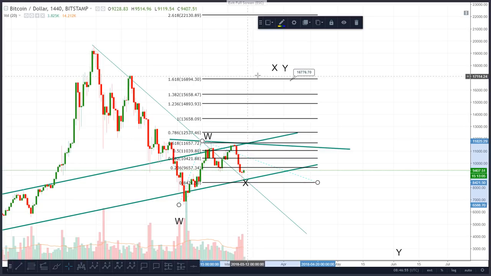So we've now got the 1.618 coming up to this 17,000 level. Yeah. So if that's W, that's X. Y is a 1.618 extension of W. Yeah. So again, that's fitting in with that target of 17,000.